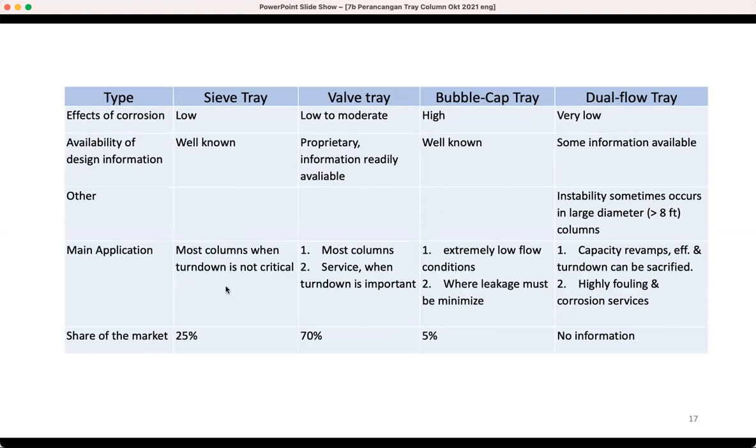So the main application for sieve tray is for most columns when turn down is not critical. Valve tray is usually used for most columns in service where turn down is important, and bubble cap tray when extremely low liquid rates are involved and leakage must be minimized. And dual flow tray would be used when capacity is the priority, and efficiency and turn down can be sacrificed, with high fouling and corrosion services. Share of the market is about 25% for sieve tray, 70% for valve tray, and 5% for bubble cap tray, and there's no information on dual flow tray.